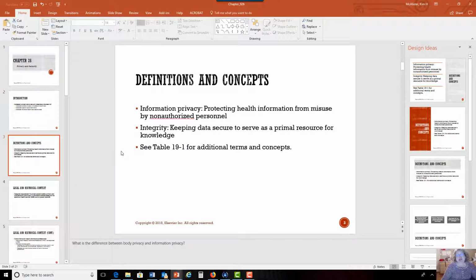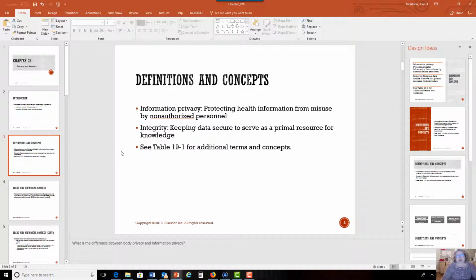So one of the things we want to talk about is privacy, which is the right of individuals to control access to their person and also to their personal information and healthcare information. Confidentiality has to do with protecting health information from inappropriate access or use, and also from inappropriate disclosure. We want to make sure that that information isn't being given to people who shouldn't have it. Also, we want to define what security is, and that's the administrative, technical, and physical safeguards that are put into place to prevent breaches of privacy or security.